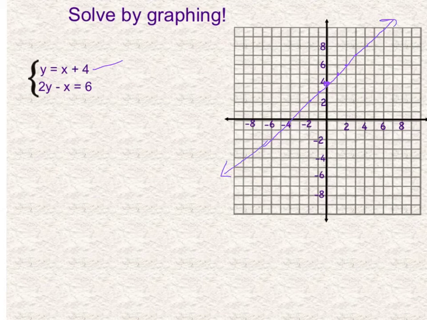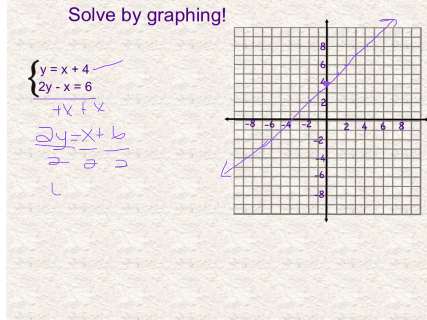The second one is not as easy because it is not in slope-intercept form. So we have to add x to both sides. So 2y equals x plus 6, and then we have to divide everything by 2. So y equals 1/2 x plus 3. So we're going to go to 3, plot that point. Let me do this in a separate color for you. So it's right there, and we're going to go up 1 over 2, up 1 over 2, or down 1, back 2, down 1, back 2.